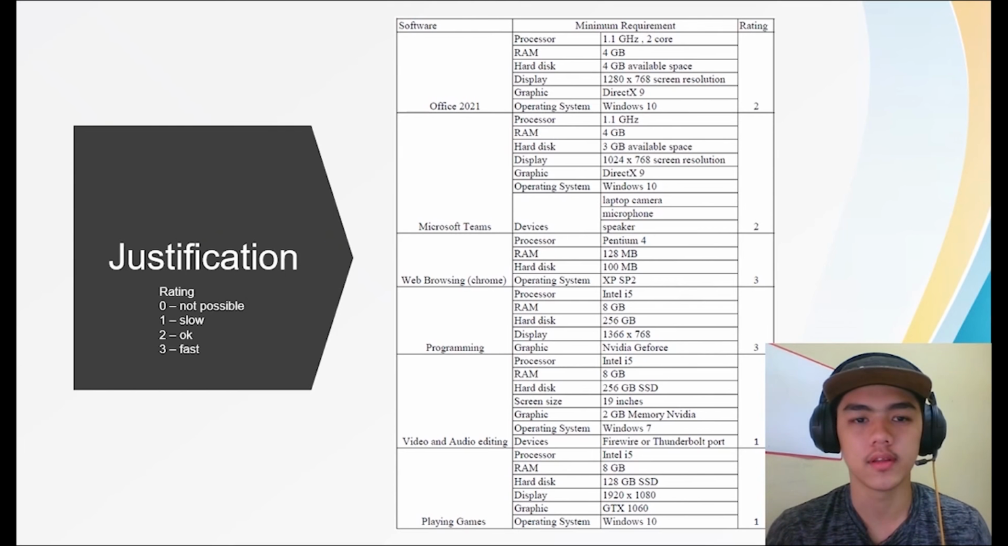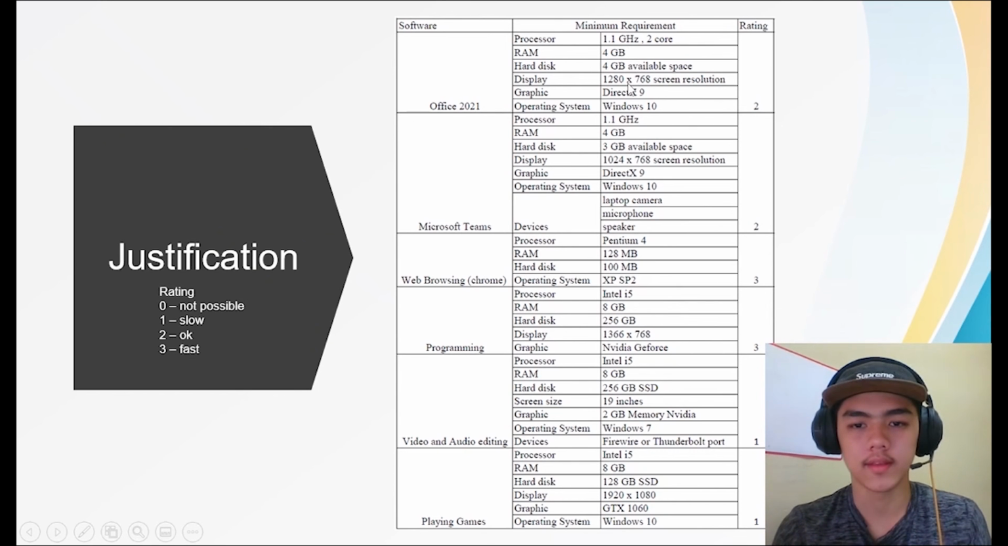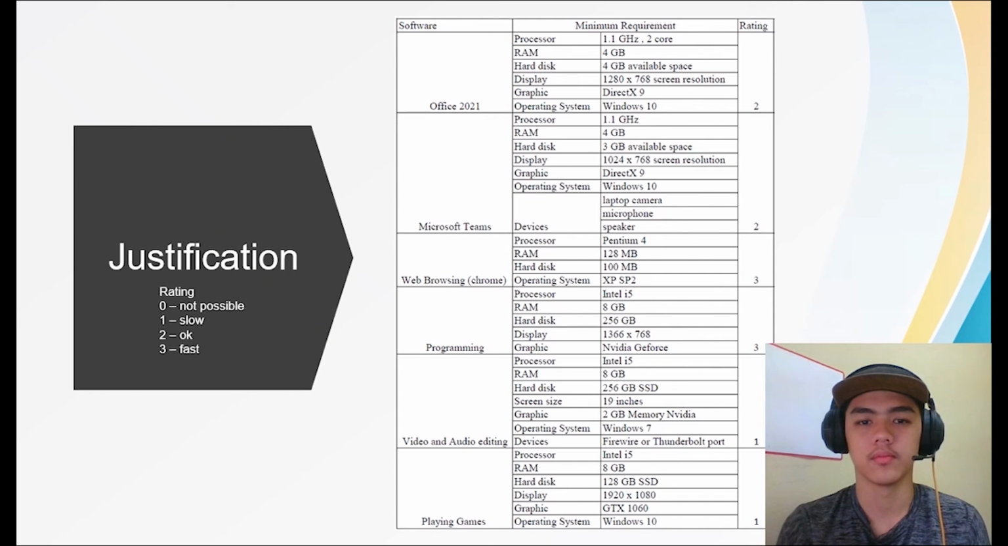Hi, today I will be presenting the justification for our product, whether it will run smoothly or not for the chosen software. So the first chosen software is Office 2021. The minimum requirement is a 1.1 GHz processor, 4 GB of RAM, 4 GB of available space, 1280 by 768 screen resolution and DirectX 9 graphics. The operating system is Windows 10. So the laptop will run okay as the minimum requirements are all met by the laptop.